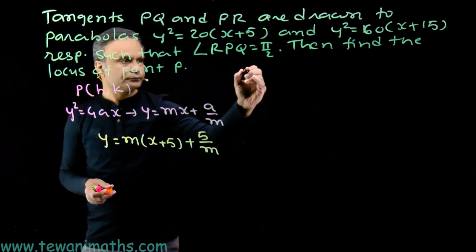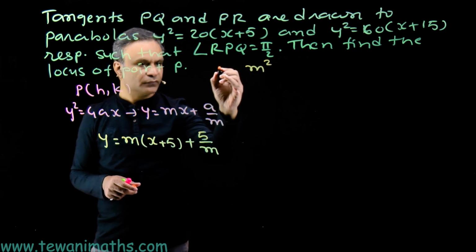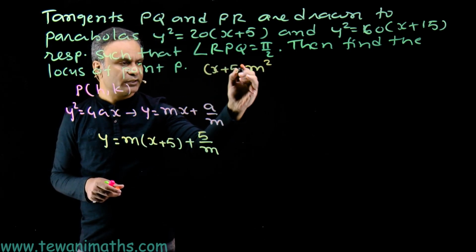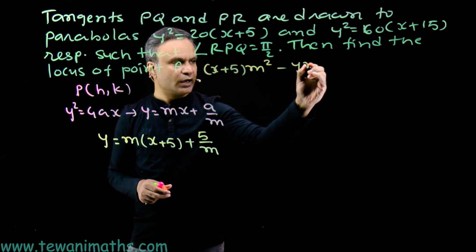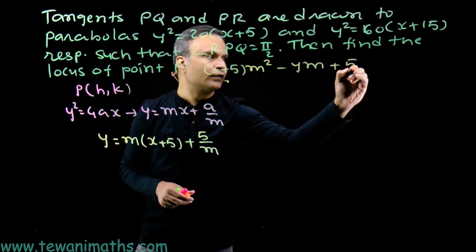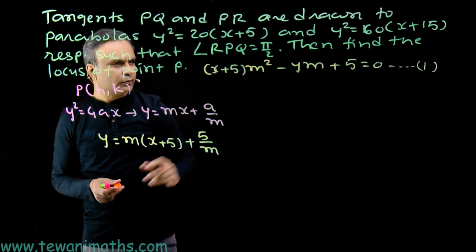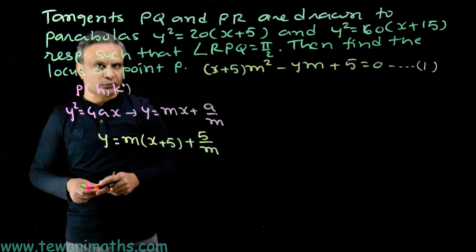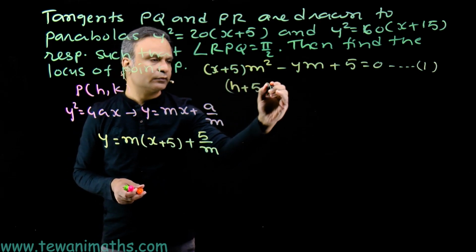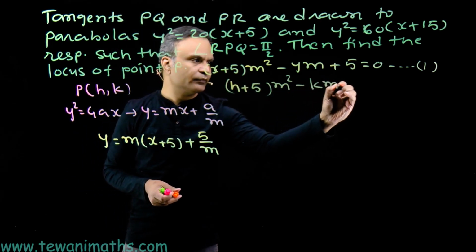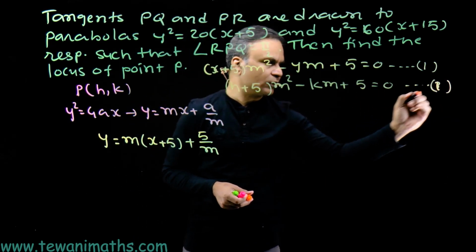We can write this equation in this form: m square multiplied by x plus 5, minus ym plus 5 is equal to 0. This is equation number 1. In fact, in this equation we put x is equal to h and y is equal to k. We get h plus 5 m square minus km plus 5 is equal to 0. Say this is equation number 1.